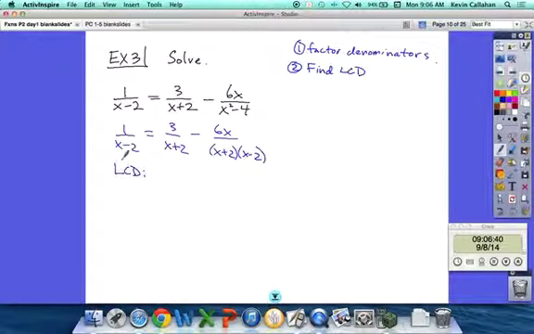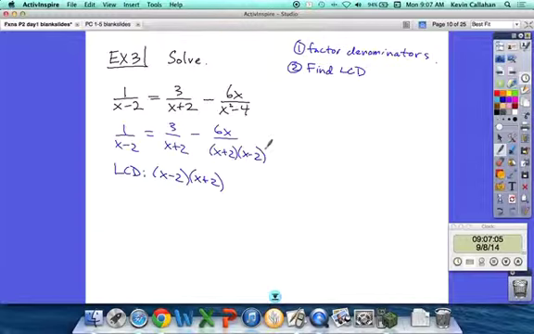this one has a factor of x minus 2 in it. This one has a factor of x plus 2 in it. The next one has x plus 2, but we already have that. It has x minus 2, but we already have that. Since everywhere those factors are to the first power, that is the least common denominator.